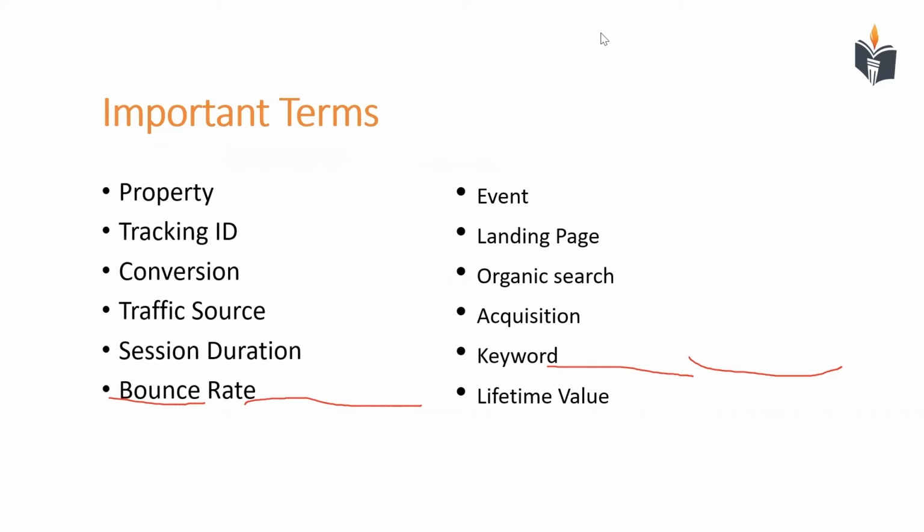So moving ahead, we'll see what important terms there are for Google Analytics. So first is property. What is a property? So anything you own, an asset, is a property in real life. So here, your website is your asset, and that is called a property in the case of Google Analytics.